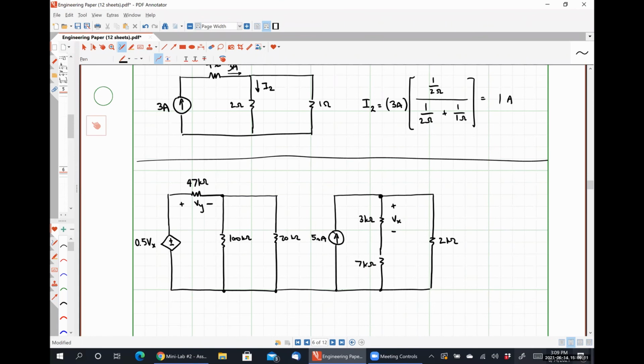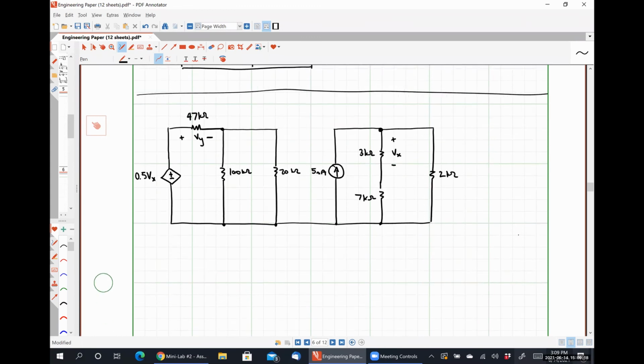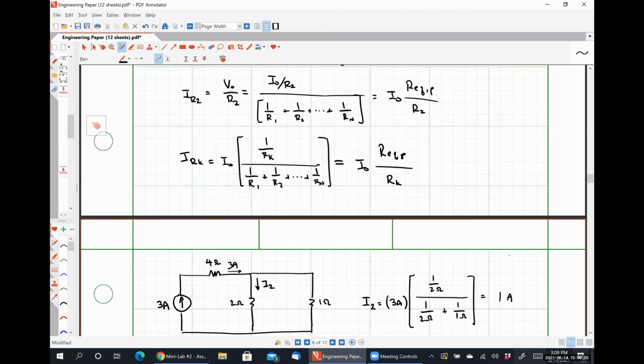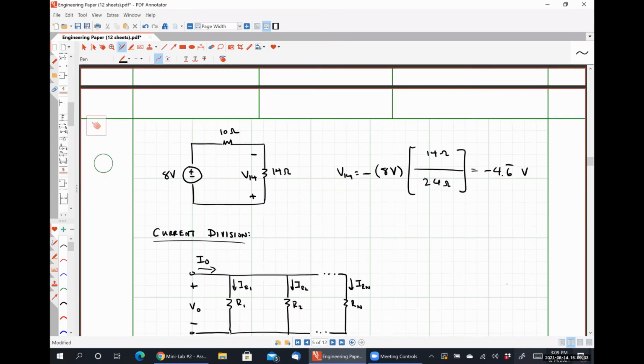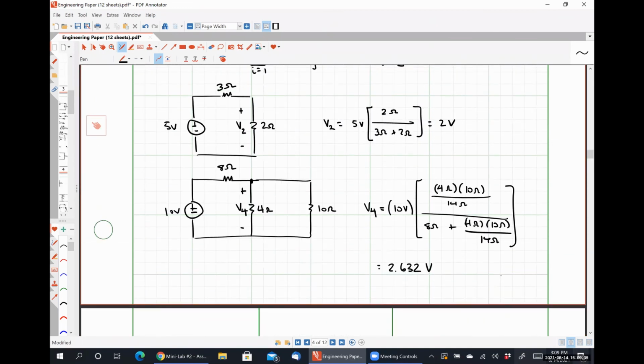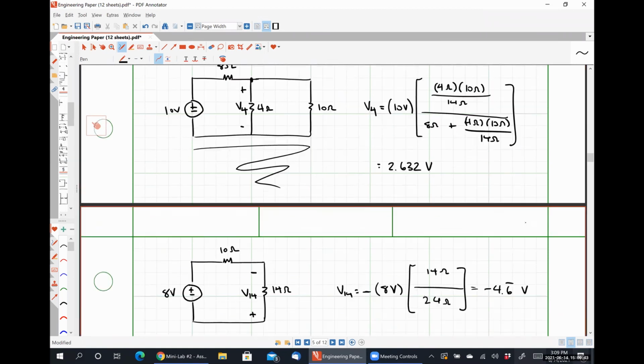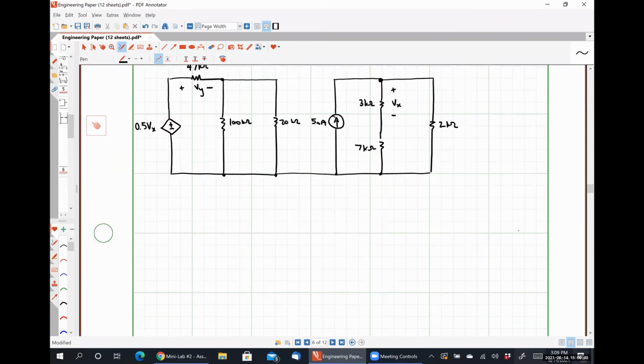Okay, so let's start by saying that we can solve for Vy using voltage division, because that left-hand portion of the circuit, let me scroll up here a bit, looks pretty darn close to what we did here in this example, right? So we're going to follow that in effectively the exact same way.